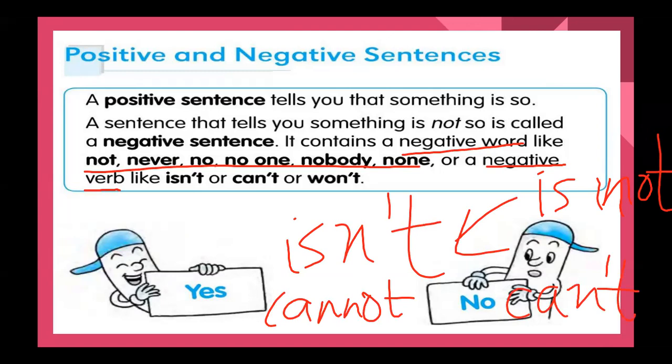हमने देखा था, do you remember? Helping verbs will, can, could, should, would. Yes, all these are helping verbs, right? So see, what are the negative verbs? Isn't, can't, won't. Won't कैसे बना है? Will not बना है won't.